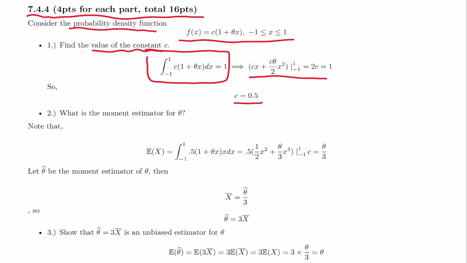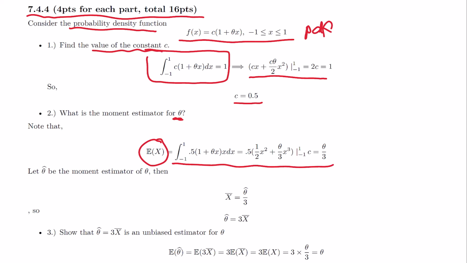And then what is the moment estimate of theta? Because after we know C, we would know this PDF right here. And then the moment estimate, the definition is: because here we only have one parameter, theta, we only need one moment here, of course the first moment. We need to get the expected value of X. And by the calculation, we know this is going to be theta divided by 3.